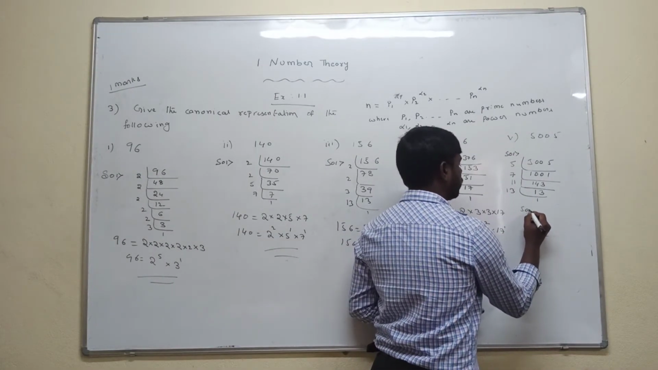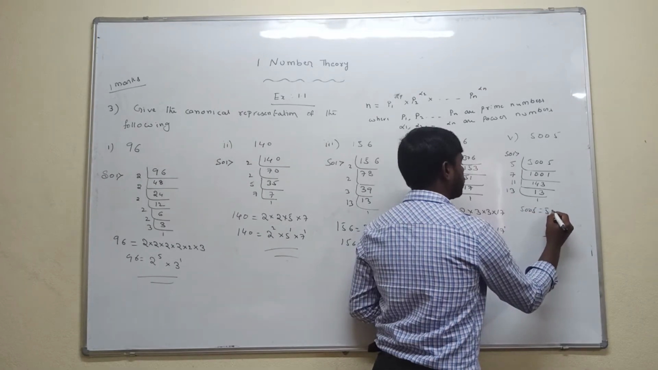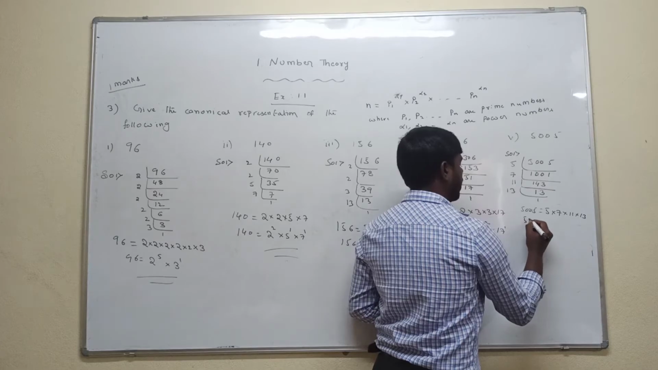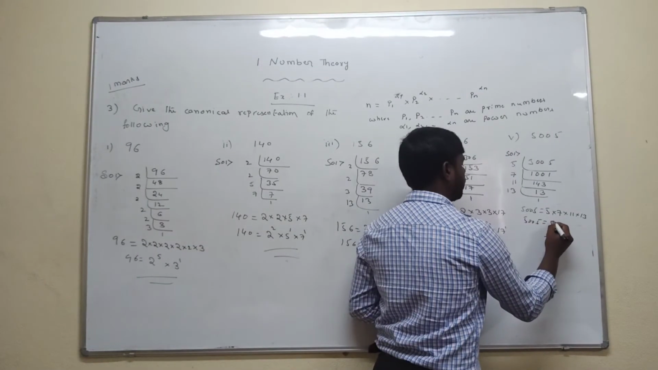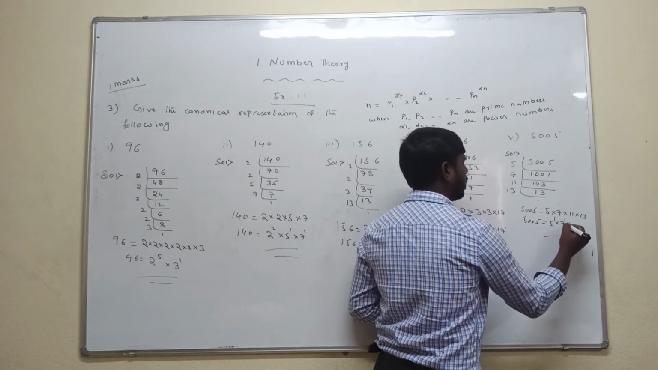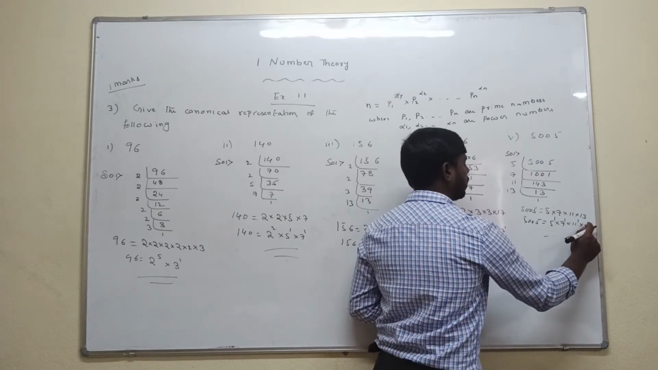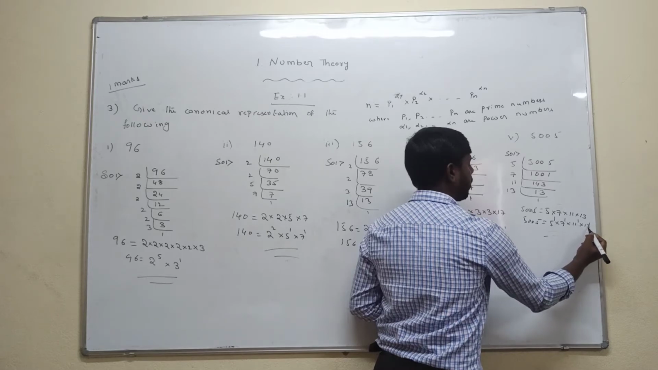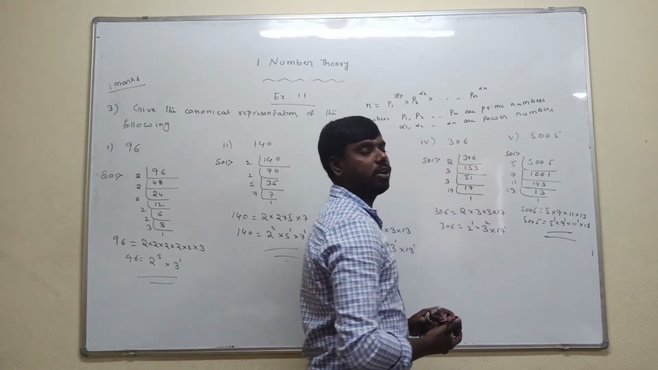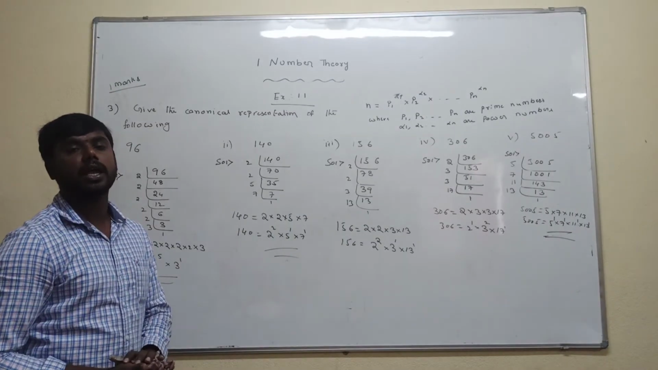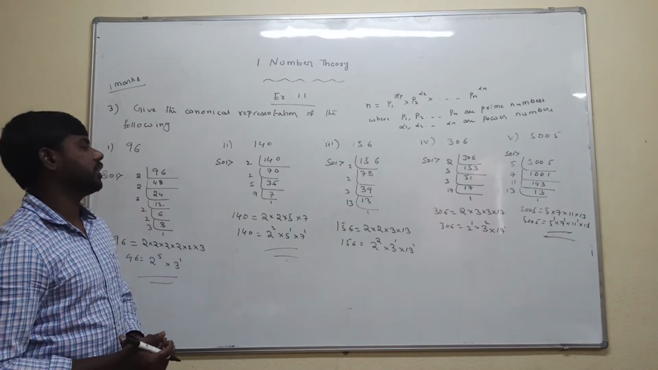So 5005 can be expressed as 5 into 7 into 11 into 13. So 5005 is expressed as 5 power 1, only one time repetition, 7 only one time repetition, 11 only one time repetition, 13 only one time repetition. This is the solution of this question. All the questions are represented by the canonical representation.